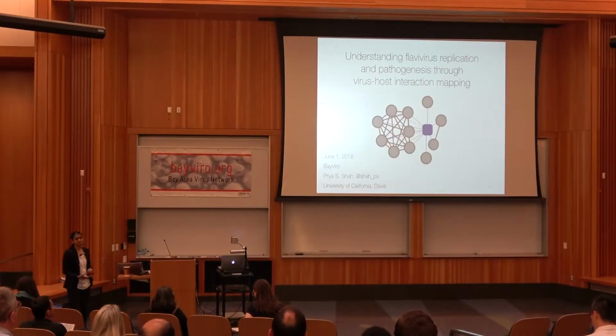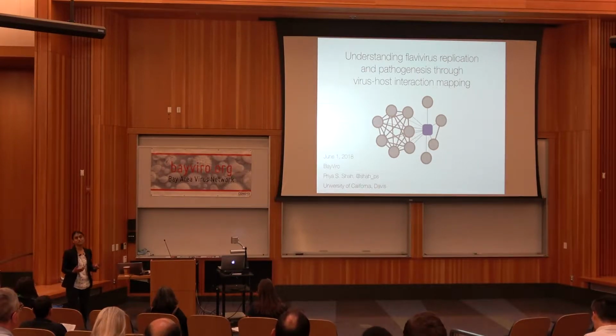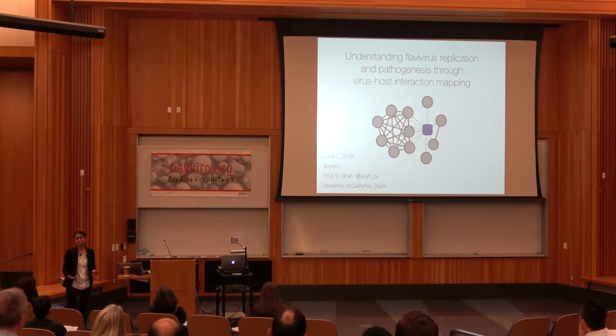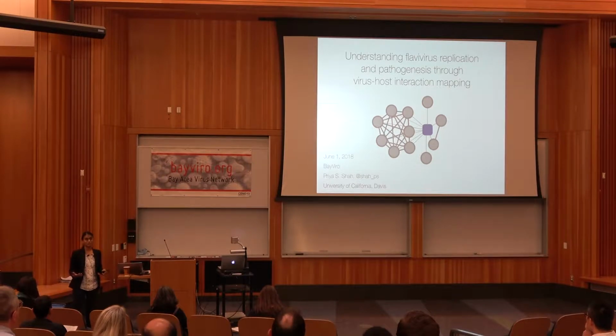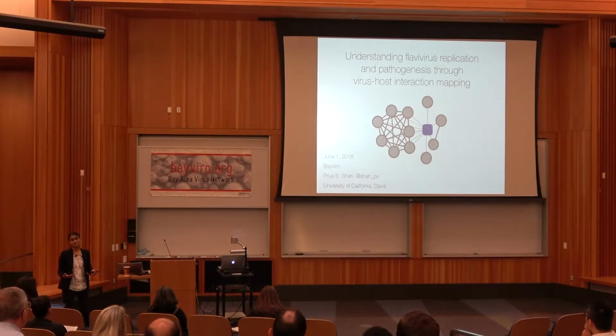About how we can understand flavivirus replication and pathogenesis through virus-host protein-protein interaction mapping. And what I want to highlight at the beginning of my talk is that my lab at UC Davis is very new. We're less than a year old. And so a lot of the data that I'm going to be showing you today is data that I generated along with others at UCSF during my postdoc in Raul Andino and Nevin Krogan's labs. And these are stories that we're continuing to work on at UC Davis in my own group.